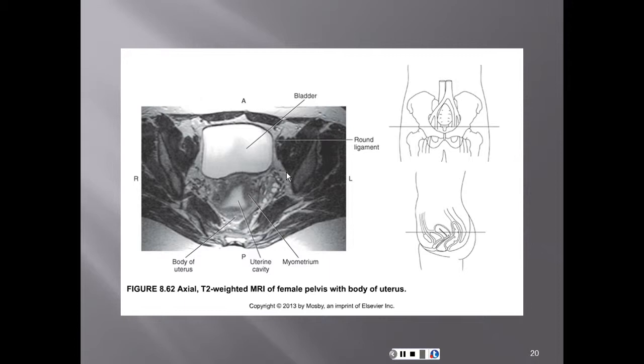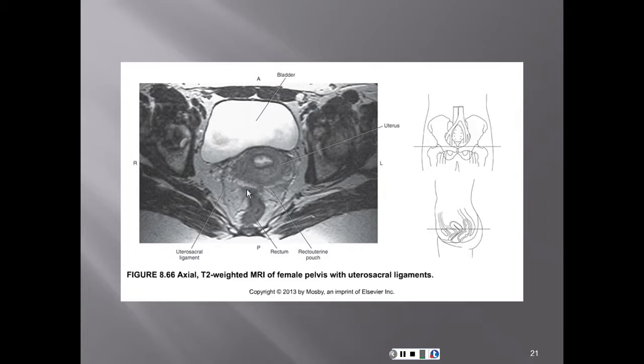T2 weighted MRI of the female pelvis with the body of the uterus. So we have the bladder, and this is the uterine cavity, so this is the inside of the uterus. The body of the uterus is there. And in this dark triangle here they call the myometrium, that muscular layer of the uterus. This image can be found on page 529.